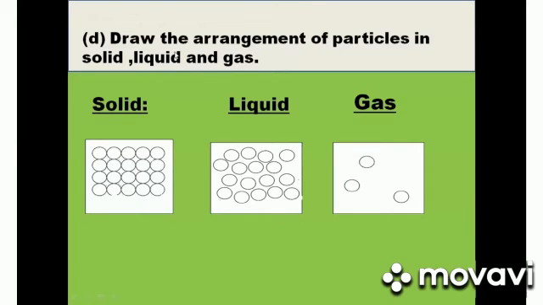You need to write this question on the blank page of your notebook: draw the arrangement of particles in solid, liquid, and gas. So in solids, you will draw the particles close together. In liquid, you will draw the particles at some distance; there should be some space between the particles. And in gas, particles should be far apart from each other.